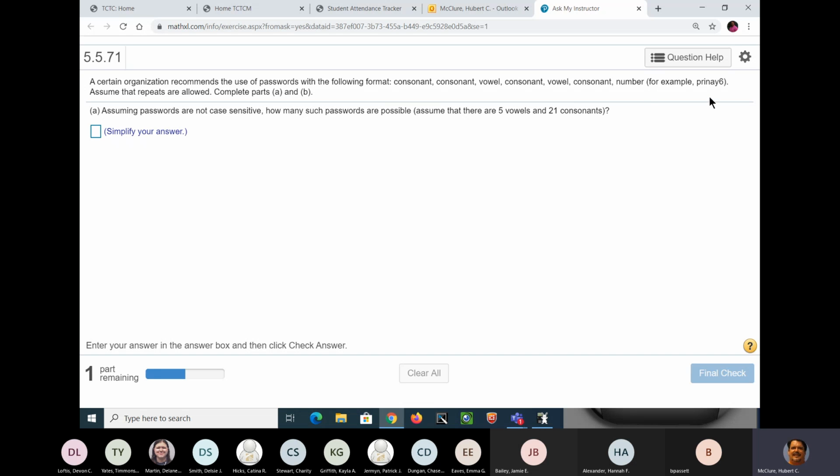Okay, now this says, I don't know what that means. For example, okay, they gave you an example of a password. So a number, so remember, how many consonants are there? Well, we got to subtract the vowels. So here we go.